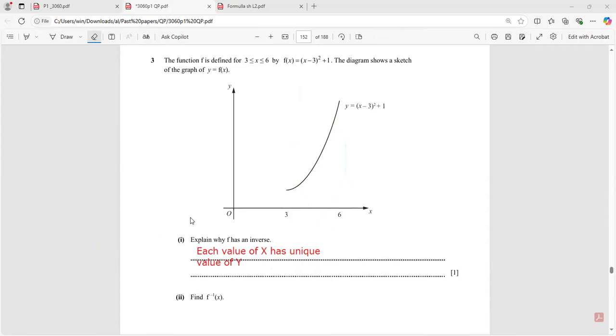Okay. Here, you want to get the inverse. We did this, so I'm going to move to the next. Okay.